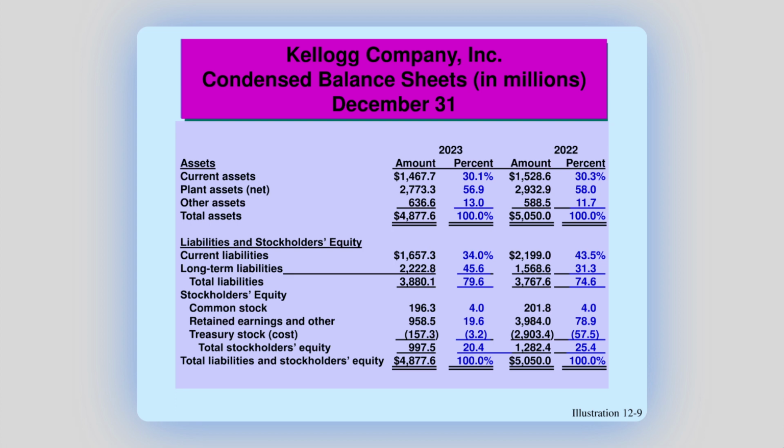636.6 divided by 4877.6, so you have your 13.0. Ganon din naman in 2022. The 5050 assets would be your base amount. Same also with your liabilities and stockholders' equity. 1657.3 divided by 4877.6. Ganon din naman in the 222.8, just divided by 48. So ganon lang, no? Okay. Your denominator is your total assets.